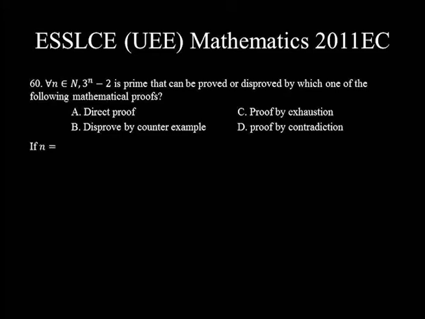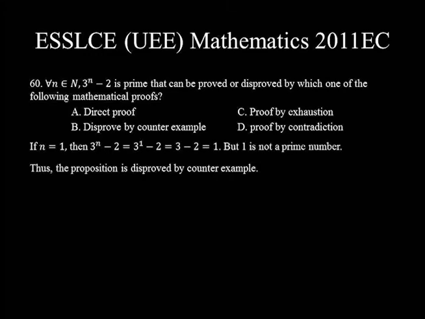If n is equal to 1, 3 to the power of n minus 2 is equal to 3 to the power of 1 minus 2, which is equal to 3 to the power of 1 is 3, minus 2, that gives us 1, but 1 is not a prime number. Thus, the proposition is disproved by counterexample. So the correct answer is choice B.